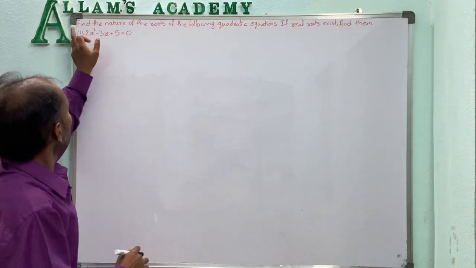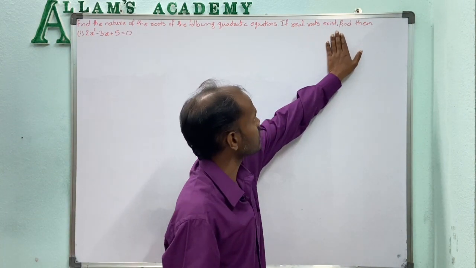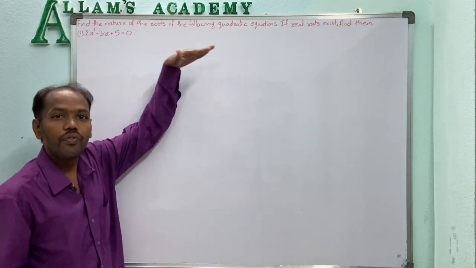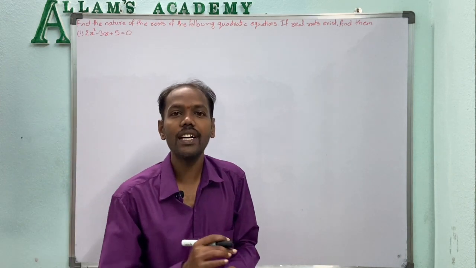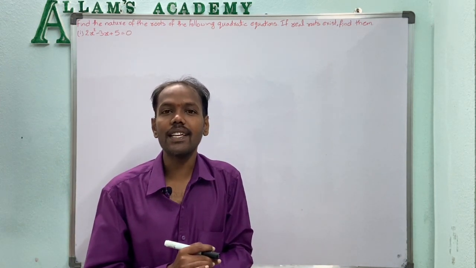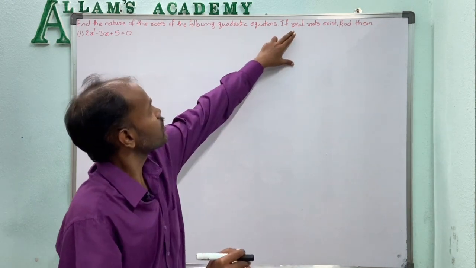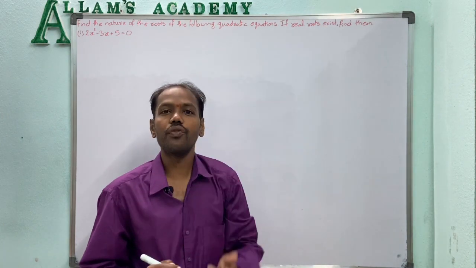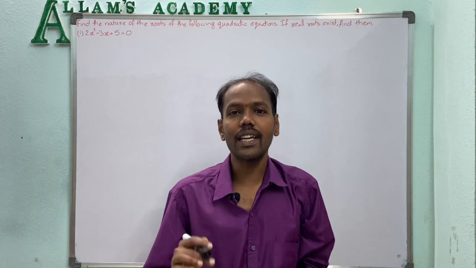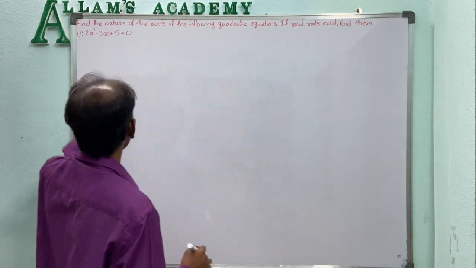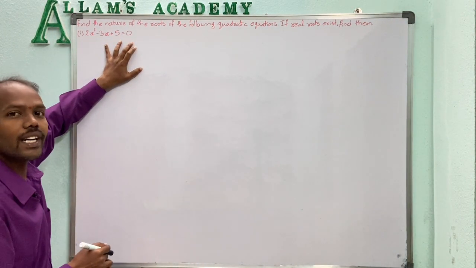Here given, find the nature of the roots of the following quadratic equations. If real roots exist, find them. So finding the nature of the roots of the quadratic equation means we want to find the discriminant. If the discriminant is greater than 0, otherwise equal to 0, then the roots exist, and we have to find them. If it is less than 0, then the roots do not exist, so in that case we have to leave. So here the given problem, 2x square minus 3x plus 5 equal to 0, is a quadratic equation.